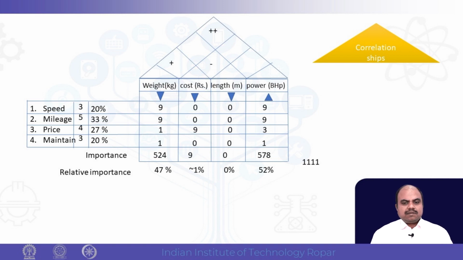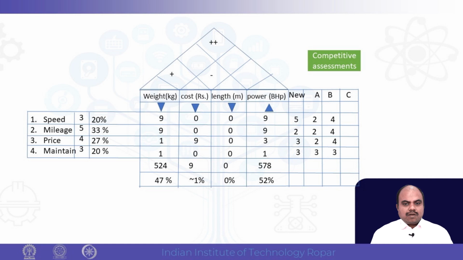Just an example. It is not that it is fixed, you can change it according to the requirement. Now if we see the new vehicle which we are planning to make, in terms of the speed parameter we are going to keep 5 as speed, mileage is a little less, price is 3, and maintenance is 3.